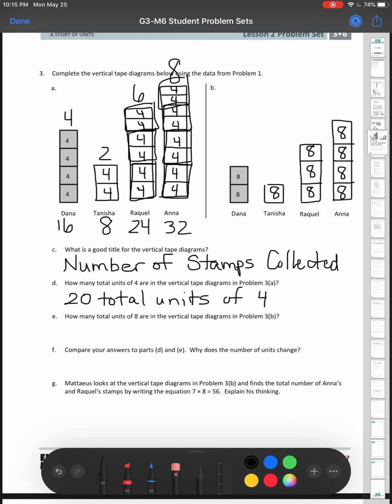How many total units of 8 are in the vertical tape diagrams in problem 3B? Dana had 2, Tanisha had 1, Raquel had 3, and Anna had 4. So if you add those together, you get 10 total units of 8.